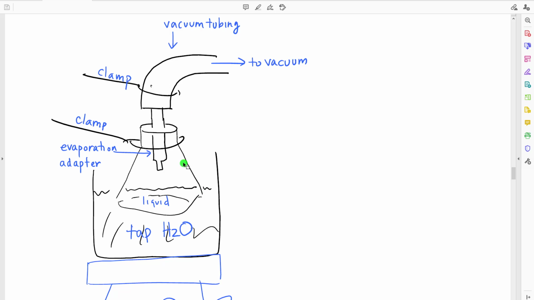We just continue this process then until all of the liquid has evaporated, and very often, if we have a solute, there will either be a solid or liquid residue left in the bottom.